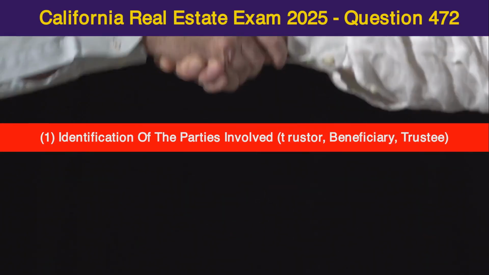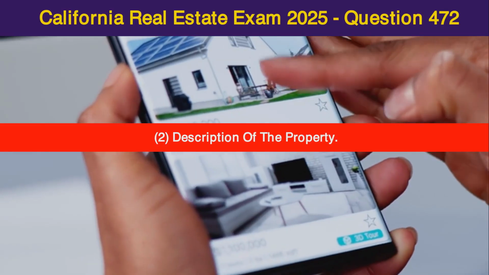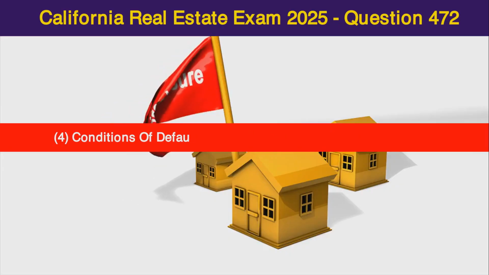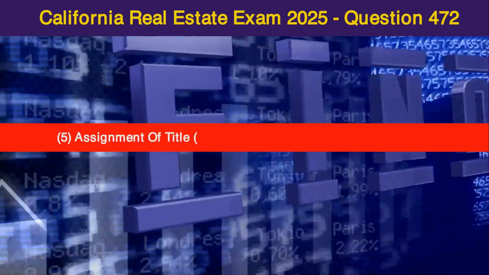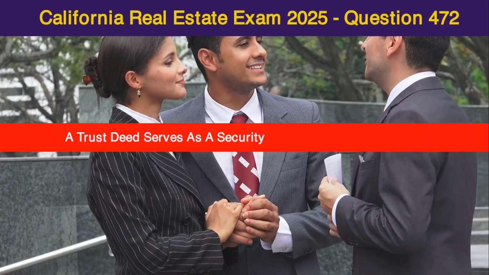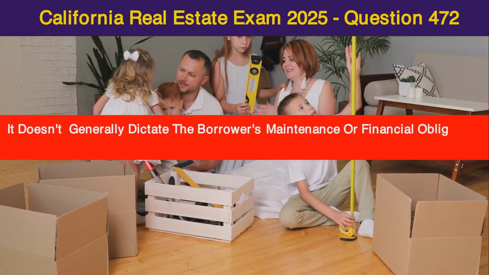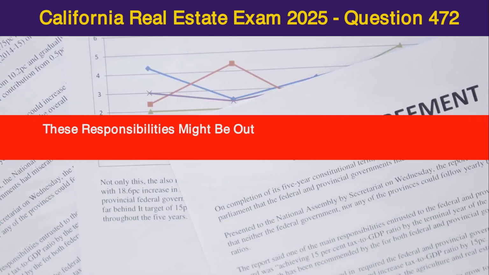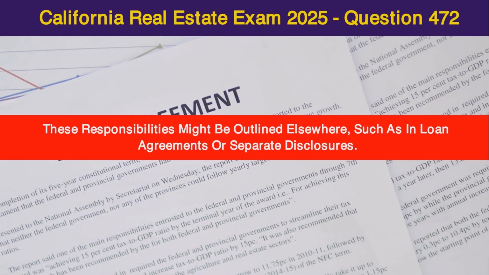A trust deed typically includes: 1. Identification of the parties involved: trustor, beneficiary, trustee. 2. Description of the property. 3. Loan amount and repayment terms. 4. Conditions of default, events that could trigger foreclosure. 5. Assignment of title, how title is held during the loan term. A trust deed serves as a security instrument for the lender. It doesn't generally dictate the borrower's maintenance or financial obligations related to the property. These responsibilities might be outlined elsewhere, such as in loan agreements or separate disclosures.